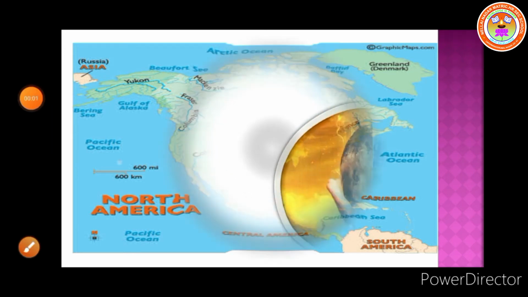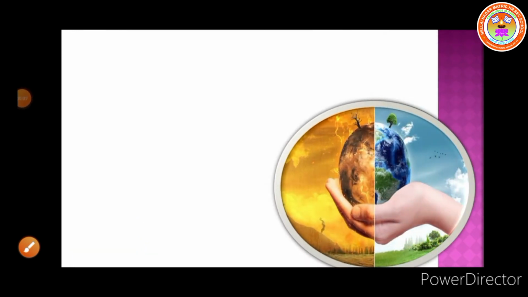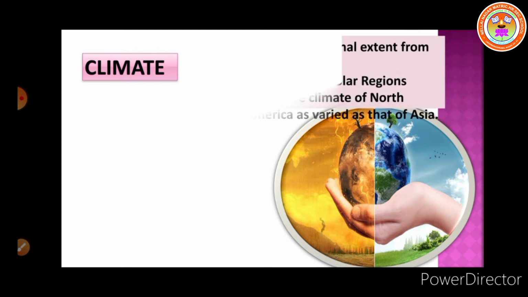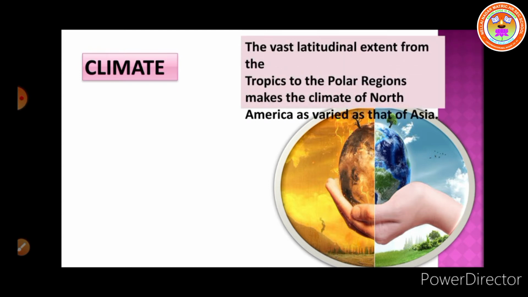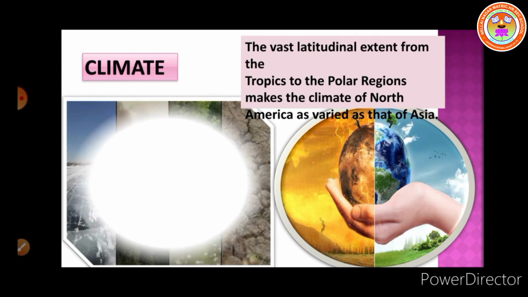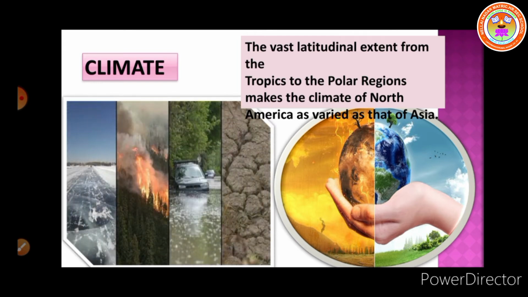Next, let us see climate. The vast latitudinal extent from the tropics to the polar region makes the climate of North America as varied as that of Asia. Unlike the Himalayas, the Rockies run north to south, which do not form a climatic barrier and do not prevent the icy winds from the Arctic Ocean.